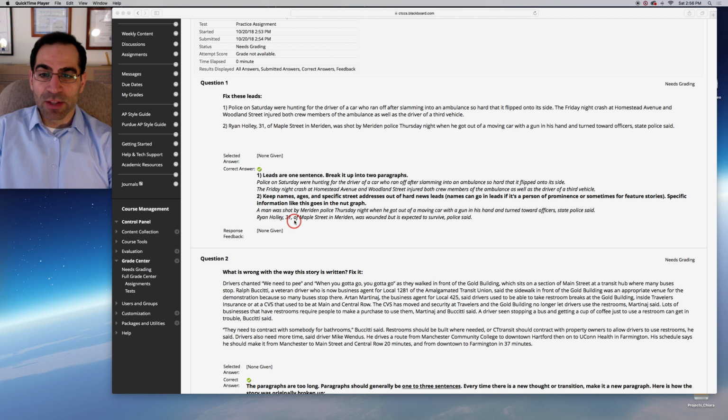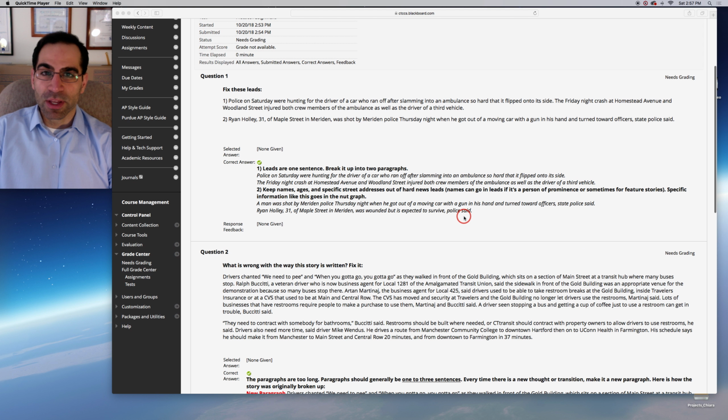The book talked about that. So instead, if you look down here at our answers, instead of saying the guy's name, the age, and street: a man was shot by Meriden police on Thursday night when he got out of a moving car. Next paragraph, then you say his name, street, and everything else. So that's the nut graph. That's where you start getting into the details. So those are the two problems with those main leads.